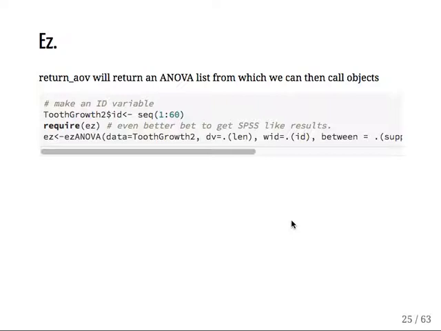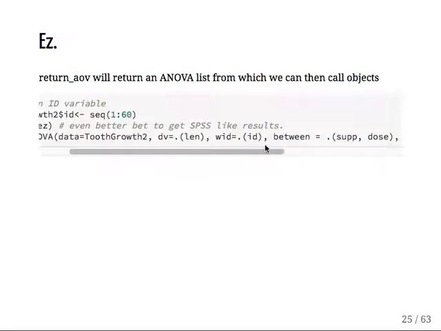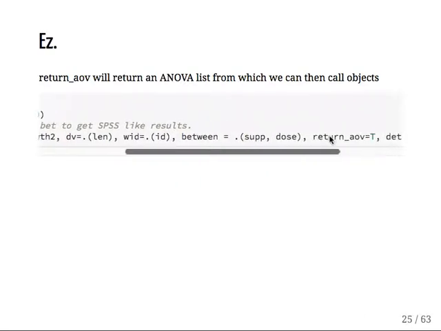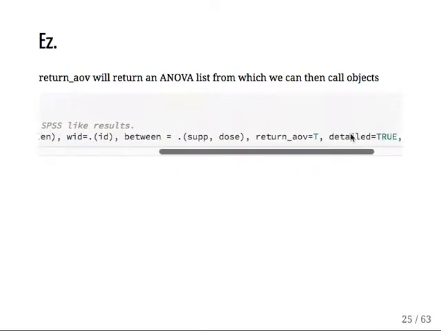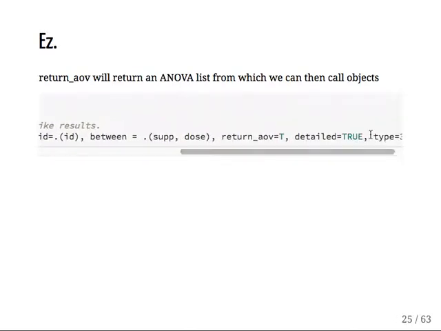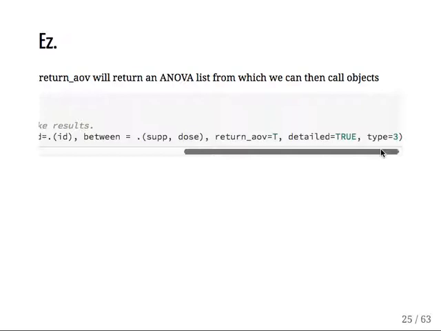Then the code is: we feed it the data. We tell it which one is the dependent variable. We tell it which one is the ID variable. And then we say these are the between variables. Here we don't really have to say more, because by default it will do this type of two-way interaction. So we don't have to say multiply or plus or something. It will just by default build a full factorial ANOVA. We ask it to return our analysis of variance, and we ask it to make a detailed analysis, and again it's very important to say which type of sums of squares we want, type 1, type 2, or type 3. So that's the code for an ez ANOVA.